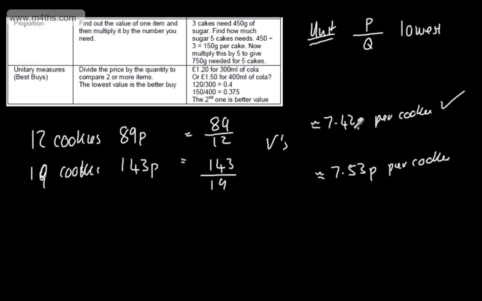But we can see price divided by quantity, and we want to consider the lowest. This is the unitary cost, best buys or unitary measures. We simply divide and compare. So that's a nice example. It will generally be a calculator paper and do show your workings.